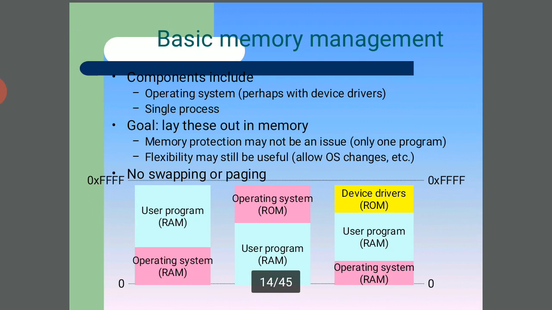And the basic memory management. In basic memory management, the operating system and the goal is to lay these out in the memory system. Memory protection may be an issue only for the program. Protection means the responsibility for the executing program belongs to the operating system. It is flexible and still useful, allows the operating system to change, with no swapping or paging. Here the user program in RAM, the operating system in ROM and the device drivers in ROM. Here, the operating system in RAM and the user program in RAM.